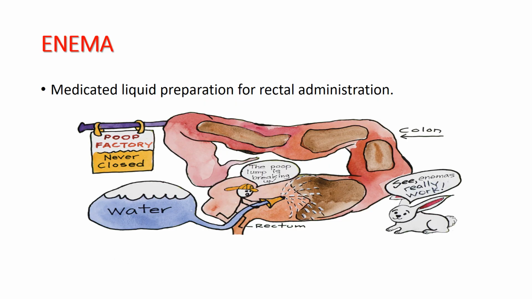Coming to enema, as you see in the picture, there is a man cleaning the poop from the rectum. It is nothing but soap and water inserted into the anal region, where you will feel a thickening sensation. Finally, you evacuate your rectum. This is a medical liquid preparation given for constipation, usually before surgeries such as colonoscopy or sigmoidoscopy, as I mentioned earlier.